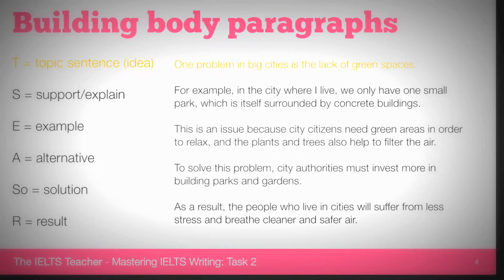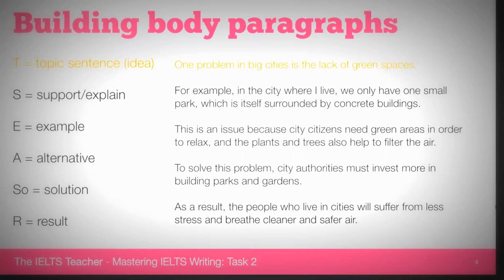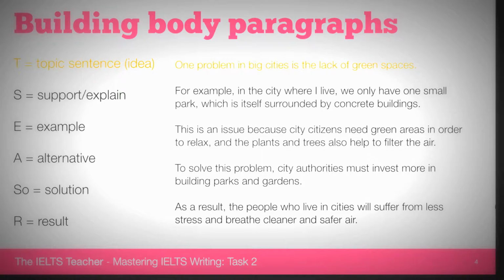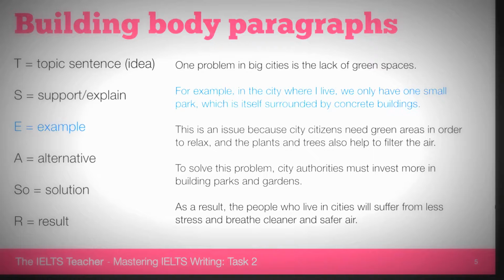Very, very clear. Now you can follow this sentence with any of the following sentences except the solution. You can follow it with a supporting sentence, also known as an explaining sentence. You can follow it with an example. You can follow it with a result. Most of the time, you're going to follow it with an example or a support in either order. So here, we see an example of a lack of green spaces.